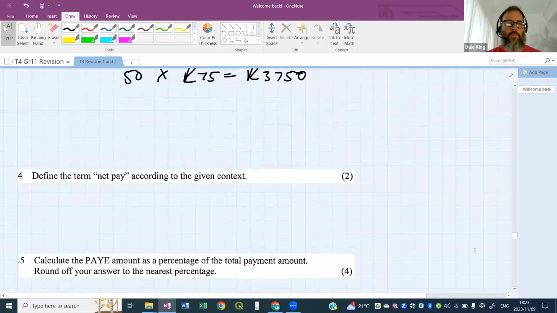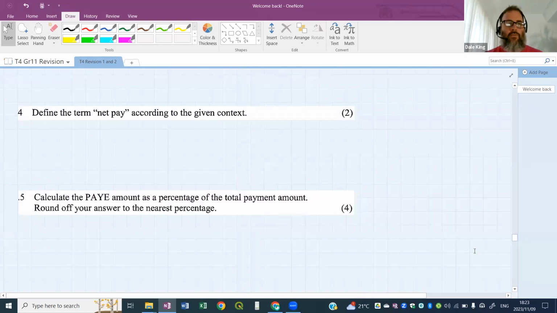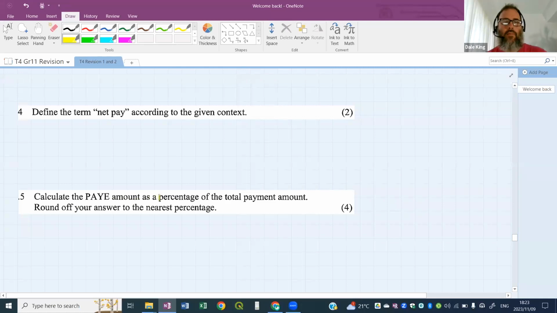There we go. All right, number 5. Calculate the PAYE. Here's question number 5. Calculate the PAYE amount as a percentage of the total payment amount. All right, round off your answer to the nearest percentage. So round off to the nearest percentage.